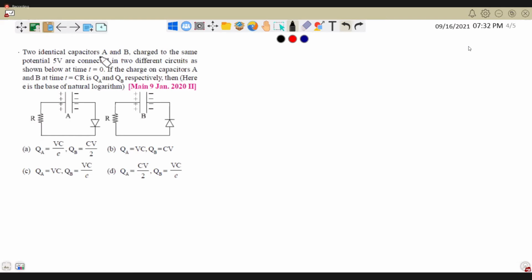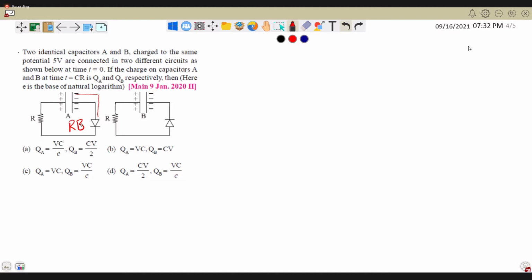Two identical capacitors A and B, same potential 5 volts, connected in two different circuits. Charge on capacitor A and B at time t respectively, then what happens to it? See, this is charged, right? Now, if you see carefully, the negative of the capacitor plate is connected to the positive of the diode. So this is your reverse bias case, right? So no charge will come out of it.